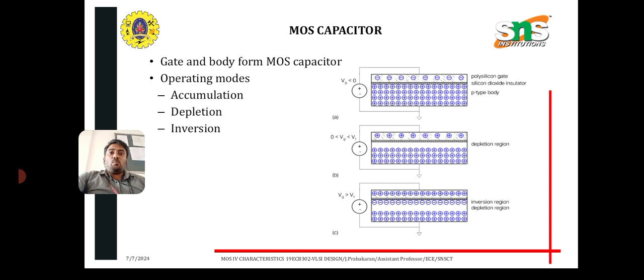Next one is MOS capacitance. A MOS capacitor consists of a metal gate separated from a semiconductor substrate by an insulating layer. It forms the basic structure of the MOS transistor used in integrated circuits. And operating modes: there are three types, accumulation, depletion, and inversion.